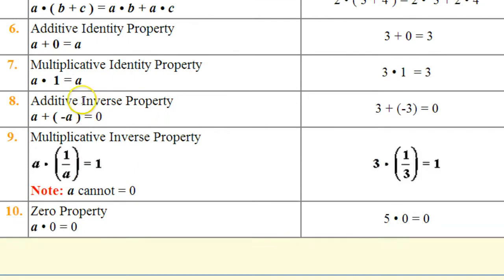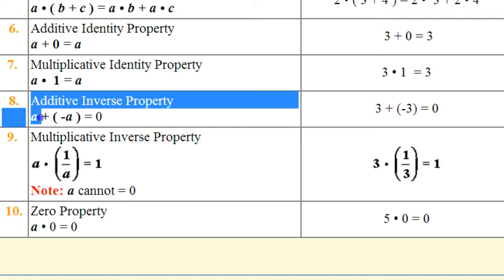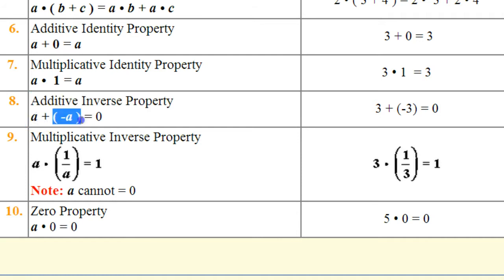Now, additive inverse: we're going to add up to 0. So what number do you need to add to a number to get 0? You need to add its opposite. So 3 plus negative 3 is 0.